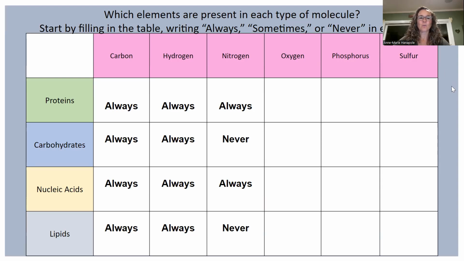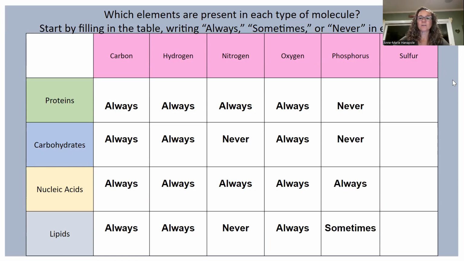Then when we look at oxygen, we see that oxygen is going to be in all of those macromolecules. So carbon, hydrogen, and oxygen, always in all 4. Then when we get to phosphorus, we see that phosphorus is going to be in our DNA, because if you look at the sugar phosphate backbone of the DNA molecules, you're going to see the phosphorus in there. And then lipids, when you think about the phospholipid bilayer, there's going to be phosphorus in that. Not all lipids are going to have phosphorus, but those phospholipids are.